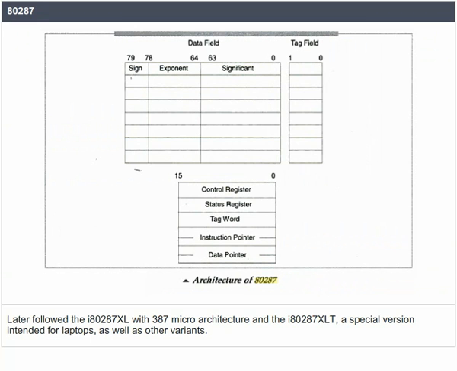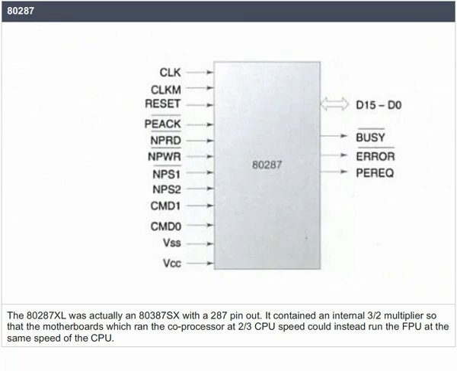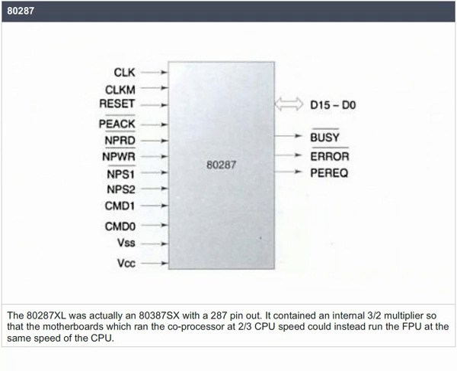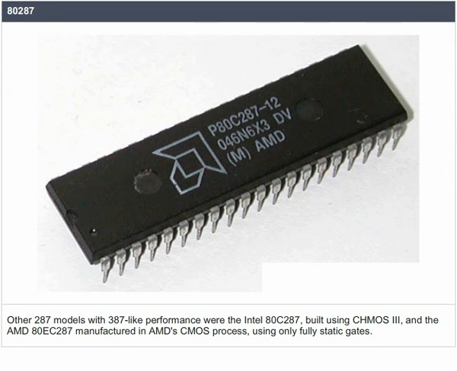The 80287XL was actually an 80387SX with a 287 pinout. It contained an internal 3x2 multiplier, so that the motherboards which ran the coprocessor at 2/3 CPU speed could instead run the FPU at the same speed as the CPU. Other 287 models with 387-like performance were the Intel 80C287, built using CHMOS3, and the AMD 80EC287, manufactured in AMD's CMOS process using only fully static gates.